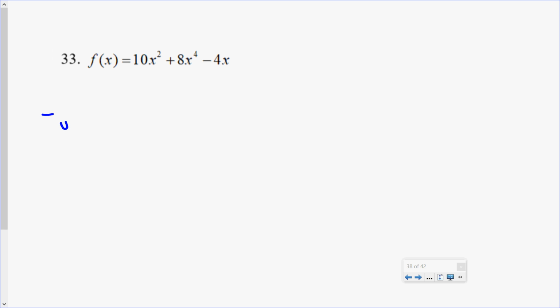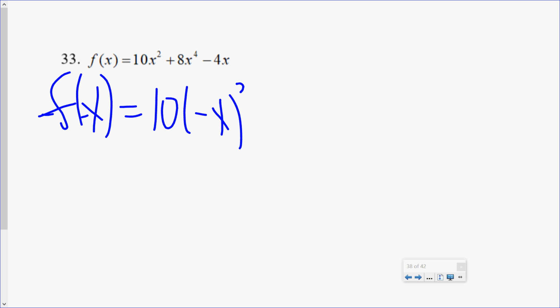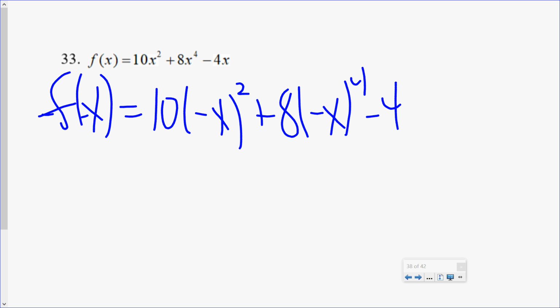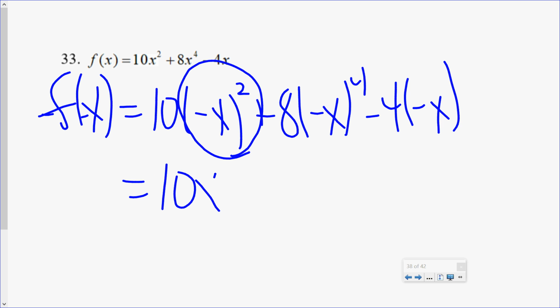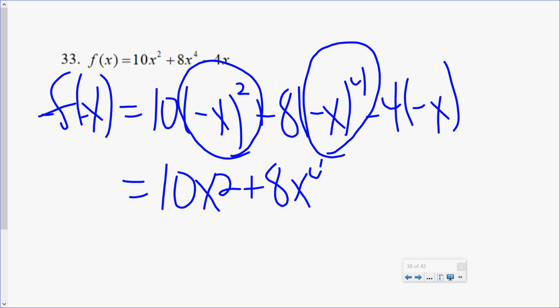33. To determine if a function's even, odd, or neither, I sub in negative x. Negative to an even power is positive, which means the sign in front stays. Negative to an odd power is negative, which means the sign in front changes.